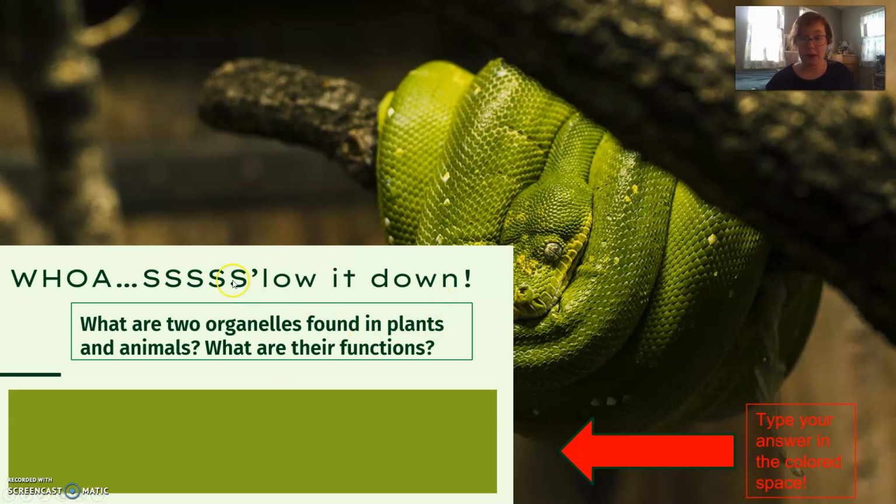So, the question, what are two organelles found in plants and animals, and what are their functions? So, use this time here quickly just to type into this box. You're probably going to have to be out of present mode, but just answer the question. Could be the mitochondria, for example. It could be lysosomes that we just talked about, vacuoles, nucleus. It could be any of those. Just state two of them and what their functions are.